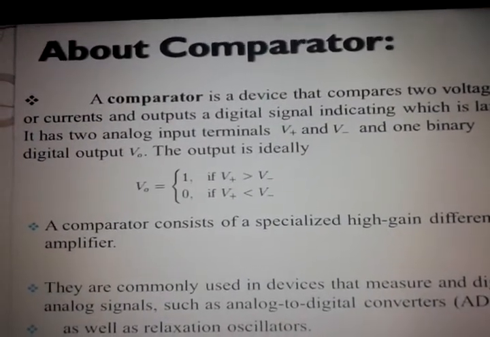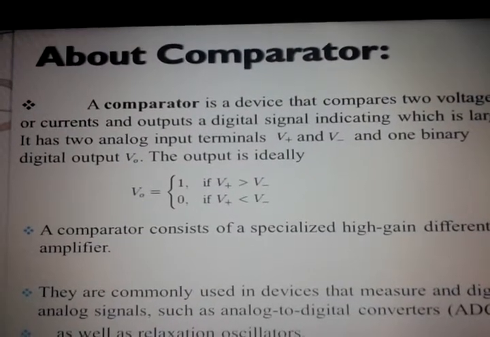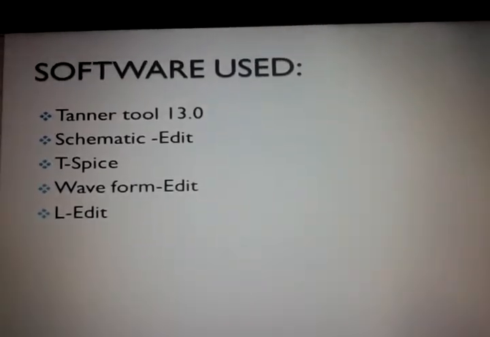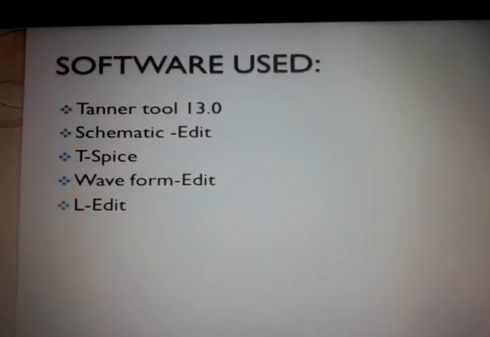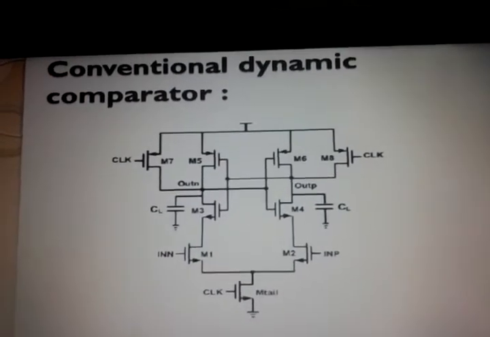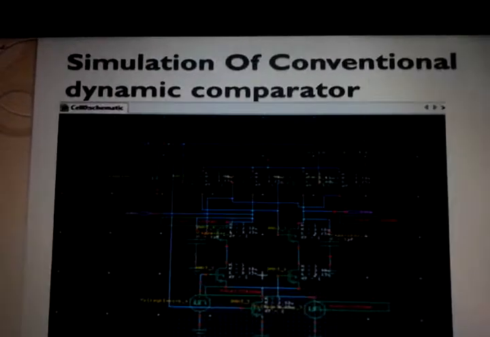A comparator is a device that compares two voltages or currents and outputs a digital signal indicating which is larger. This is the software which we used in our project: Tanner Tool version 13.0. Conventional dynamic comparator, model 1.